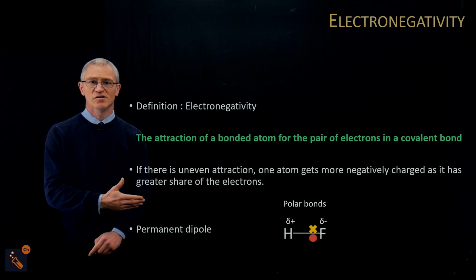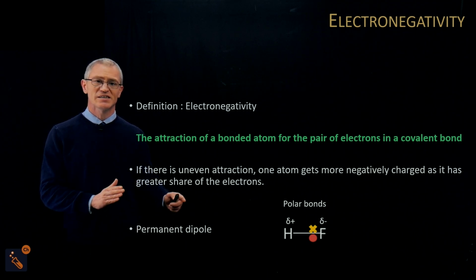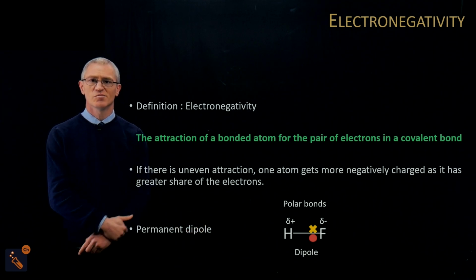So that's what we mean by polar, the fact it has a dipole. And the fact it has a plus and a minus means it has a dipole. So this is a polar bond with a dipole.